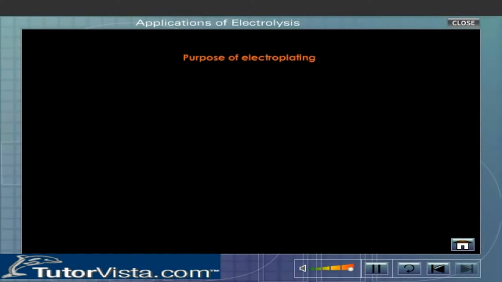Purpose of electroplating: protection against corrosion, decorative purpose.